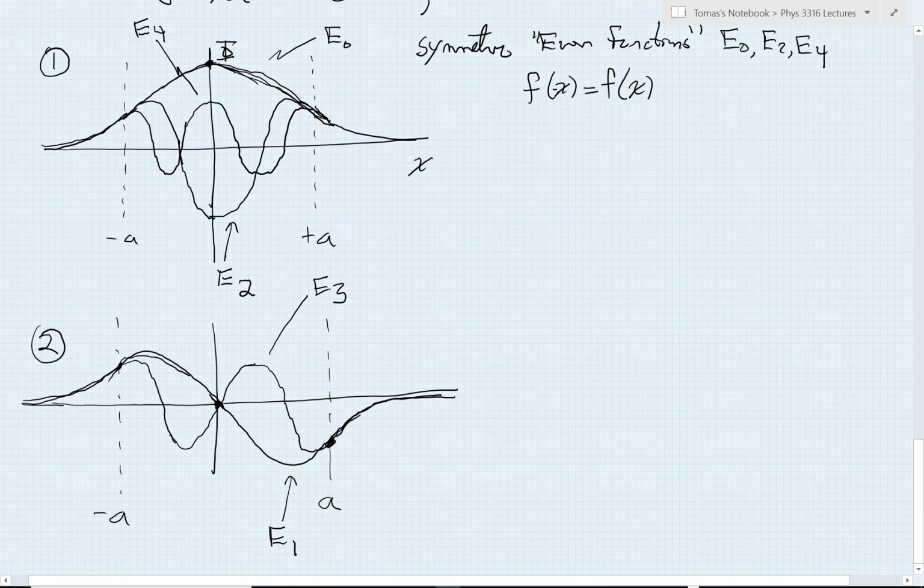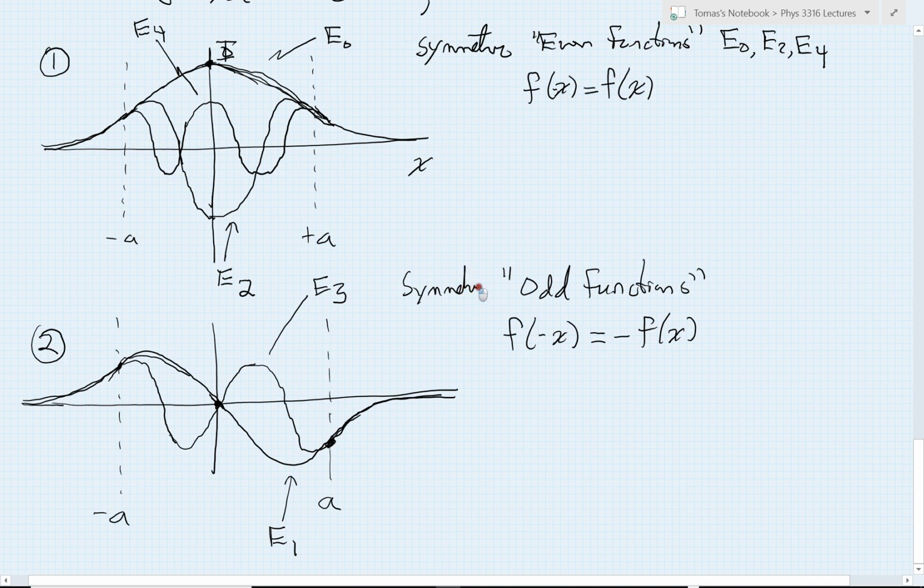And then for the type 2, these are a different type of function. These are also symmetric functions, but they're not completely symmetric. These have the property that if I look at f of minus x, if I flip my function around, putting this side of the function over here on the other side of the x-axis, the function itself gets turned upside down. So f of minus x equals minus f of x. These are typically called odd functions. It's a different type of symmetry that we have, sometimes called antisymmetric.